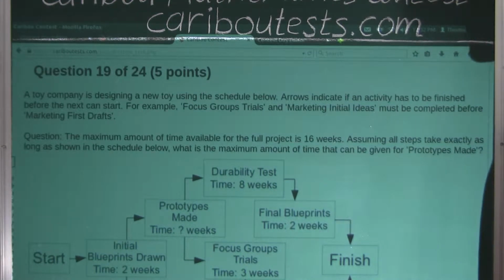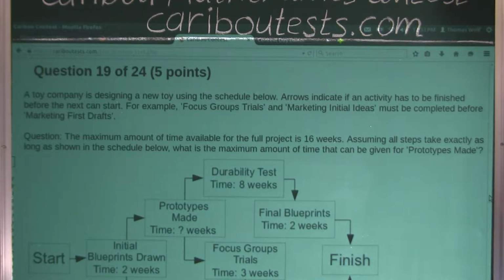Alright, a toy company is designing a new toy using the schedule below. Arrows indicate if an activity has to be finished before the next can start. For example, focus groups trials and marketing initial ideas must be completed before marketing first drafts.